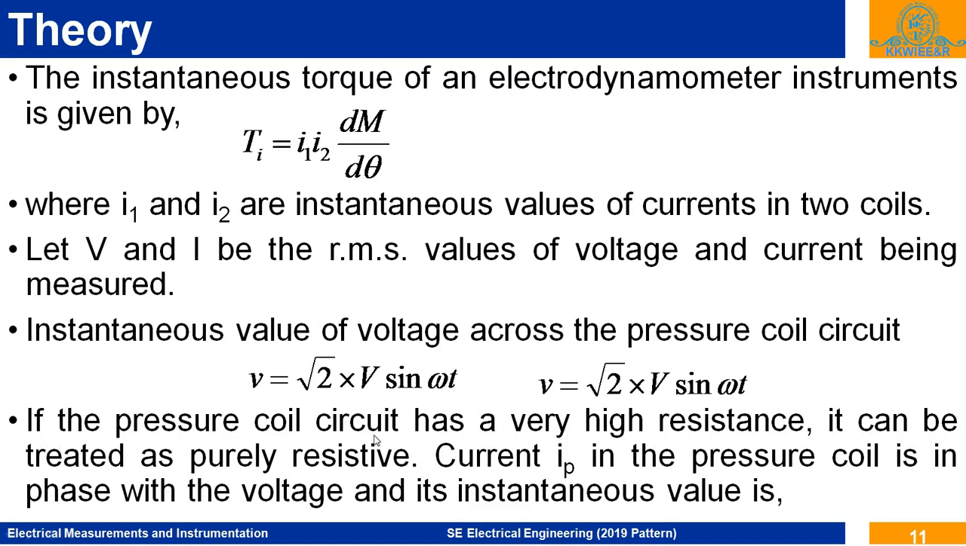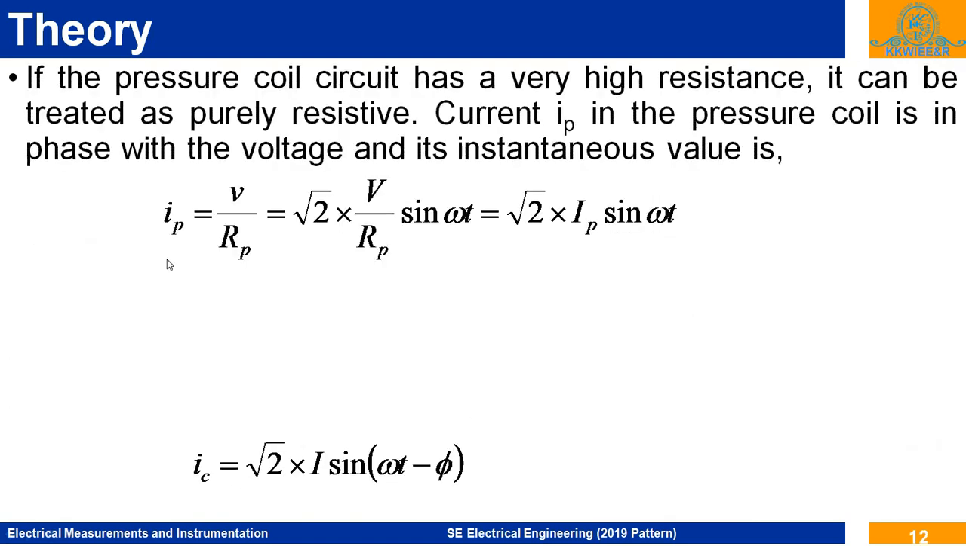If the pressure coil circuit has a very high resistance, it can be treated as purely resistive. We add resistance to limit the current, so overall the nature of this coil is resistive, because a very high resistance is used for the voltmeter. So it is called purely resistive. The current Ip in the pressure coil is in phase with the voltage, and its instantaneous value is given by ip is equal to v upon Rp.